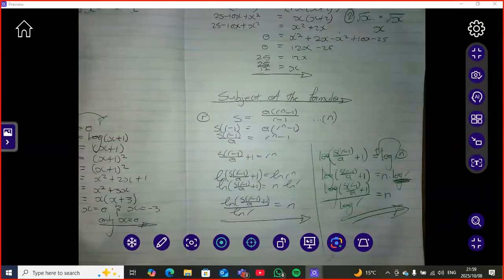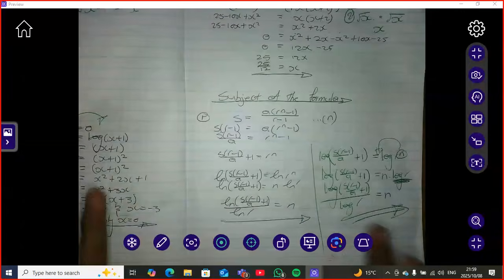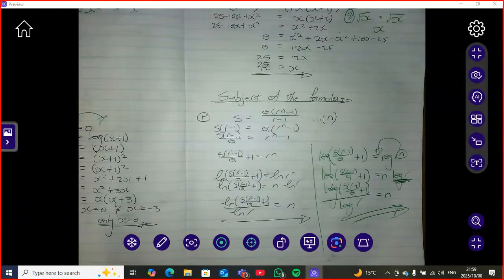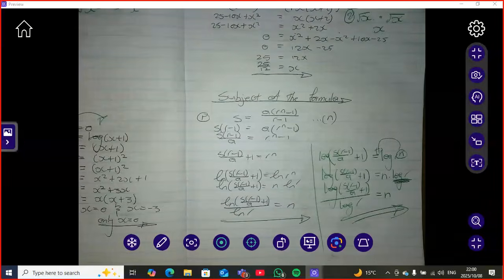And please don't care about how the other side is looking. The third one can be a mess. You must just get n alone by any means possible. So don't worry how messy this looks or how weird it looks. Leave it as is. As long as your n is alone, you are happy chappy.